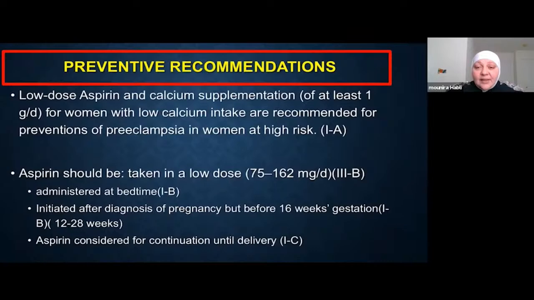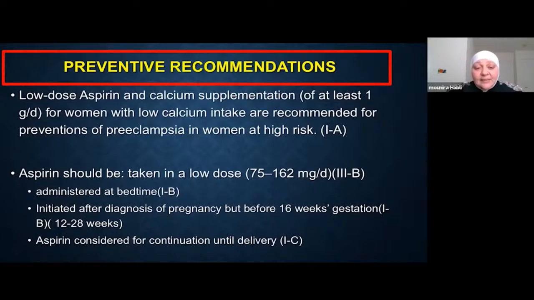Prevention recommendation in the American College of OBGYN: low dose aspirin, and calcium supplementation, at least 1 gram per day for women with low calcium intake, are recommended for prevention in the high risk group. Aspirin should be taken at low dose. There is no optimal dose yet determined, between 75 to 162. In general, most people use 81 milligram baby aspirin.